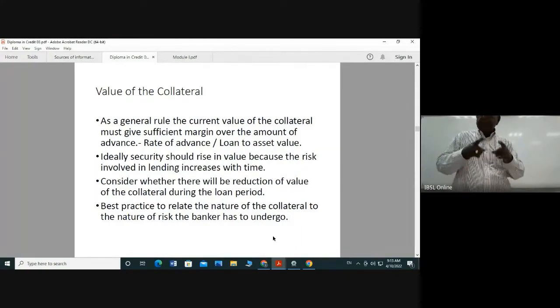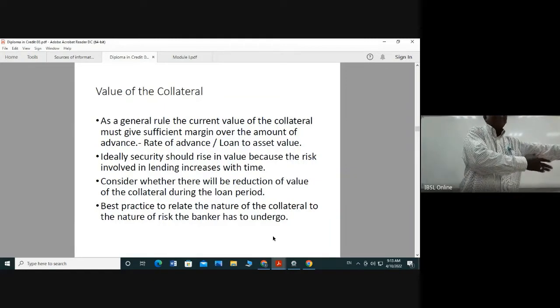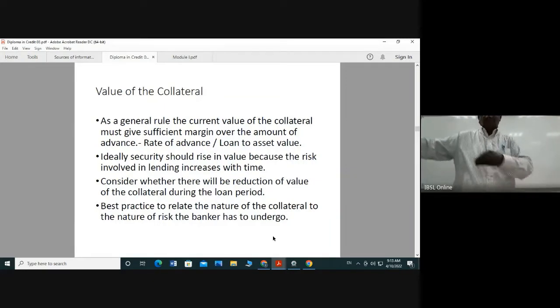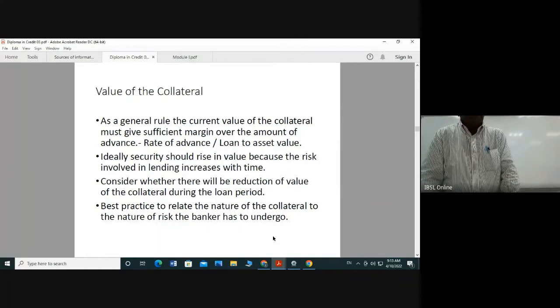So you must keep it in mind, best practice is to relate the nature of the collateral to the nature of the risk the bank has to undergo. If it is a short-term risk, take a short-term collateral. If it is a medium-term risk, take a medium-term collateral like machinery, vehicle. If it is a long-term risk, take a long-term collateral like property mortgage, land and building. So, value of collateral.